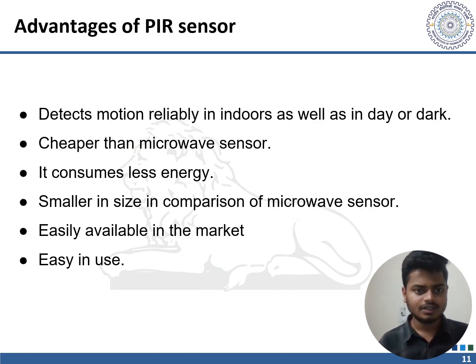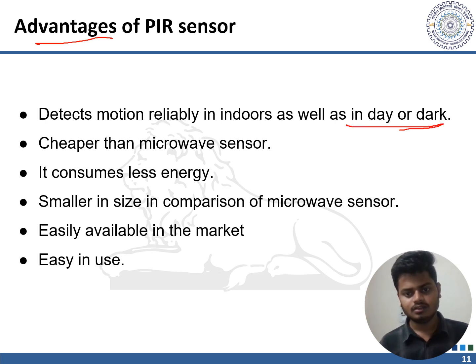Now we see the advantages of PIR sensor. So PIR sensor detects the motion reliably in indoors as well as in day or dark. So PIR sensor can detect the motion in the presence of light or absence of light. So this is the one advantage. And second advantage is it is cheaper than microwave sensor. There are other motion detector sensors available, but this is the cheaper one.